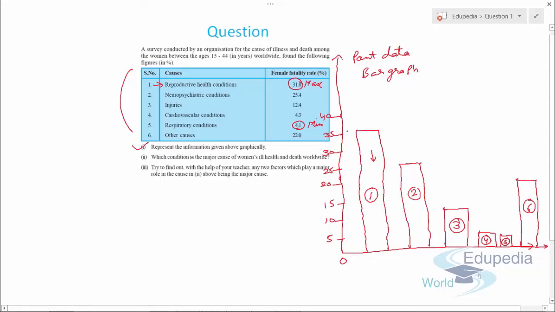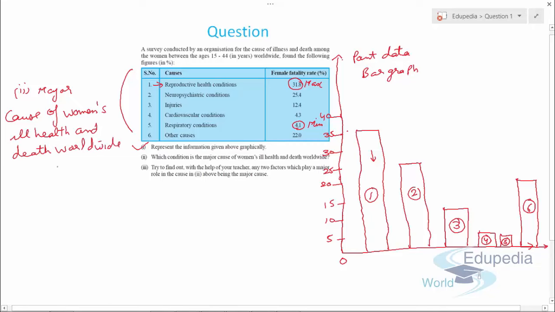Now the second question is, which condition is a major cause of women's ill health and death worldwide? If you can see properly, the highest female fertility rate is for the first one, reproductive health conditions. So we can say for the second part that the major cause of women's ill health and death worldwide is reproductive health conditions.